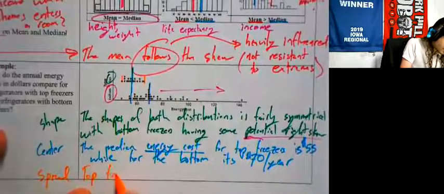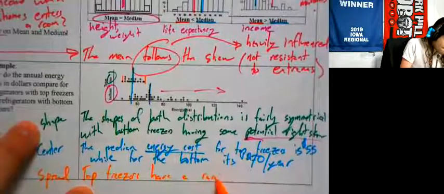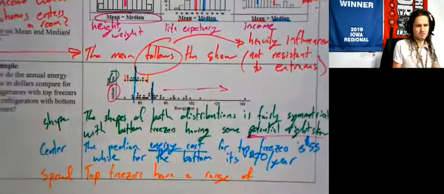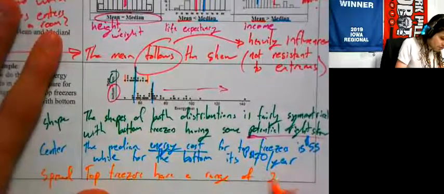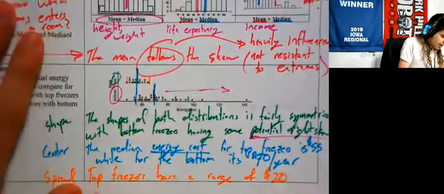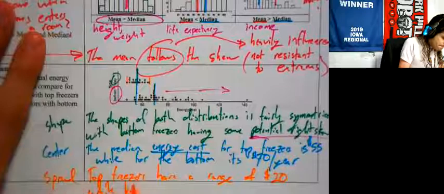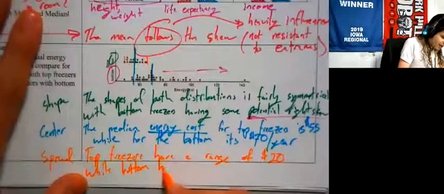Top freezers have a range of, what do we say, $20, while bottom freezers have a range.